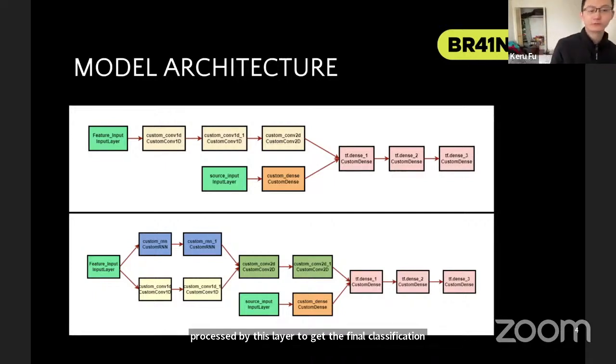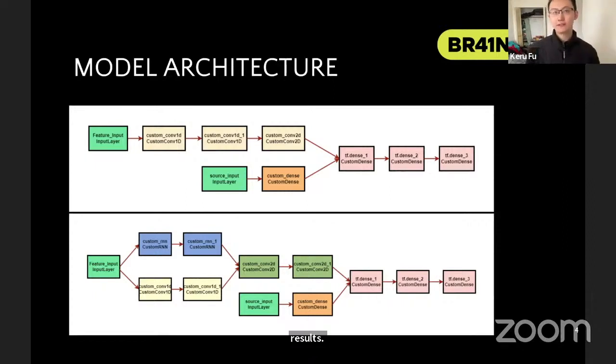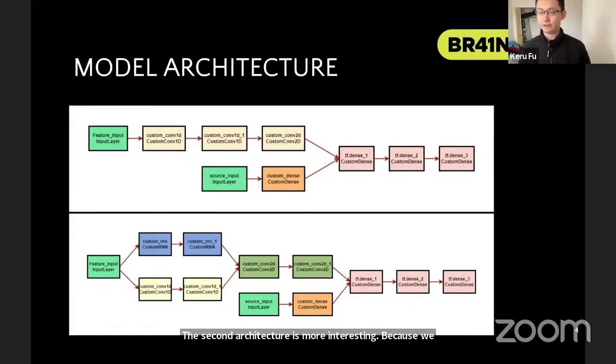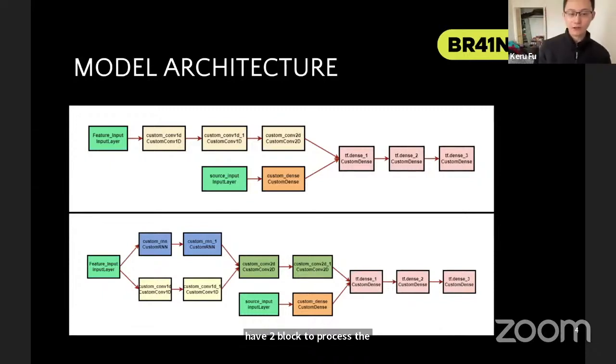The second architecture is more interesting because we want to process the data more comprehensively. So we have 2 blocks to process the feature inputs. The first one is RNN or LSTM to extract the global temporal information. And the second one is just Conv2D, same as the first one.